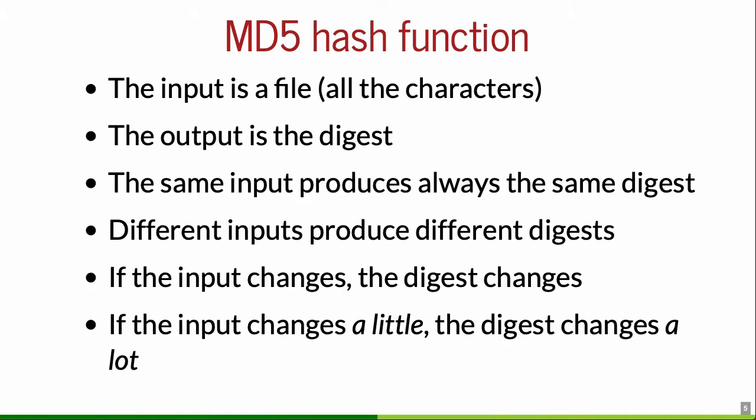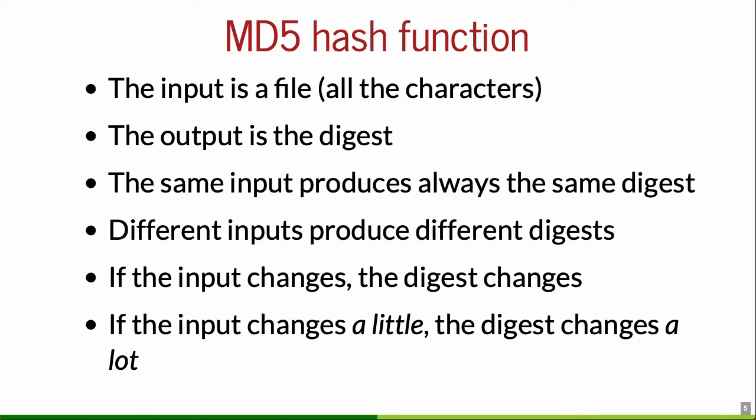The same input will always produce the same digest. Different inputs produce different digests. Well, there is a small chance that two different inputs will produce the same digest, but the probability is very, very small, and we essentially think that doesn't happen. In fact, people use other functions besides MD5 that are even more powerful, but for our class we will be happy with MD5. If anything in the input file changes, the digest will change. Even if the file changes a little, the digest will change a lot.